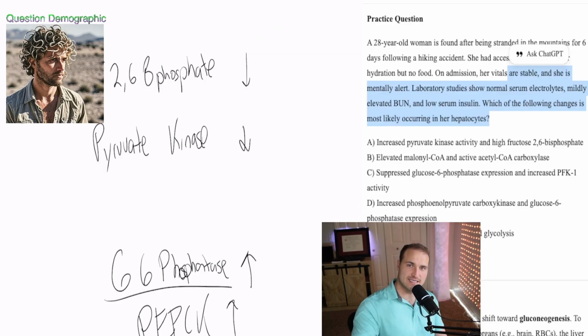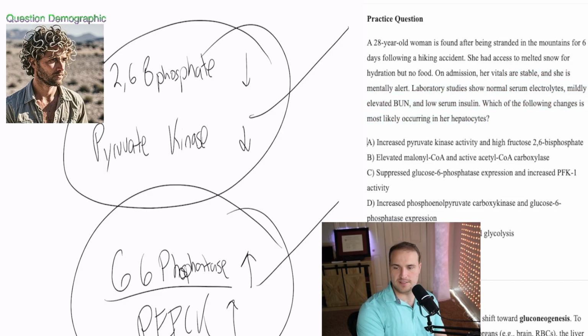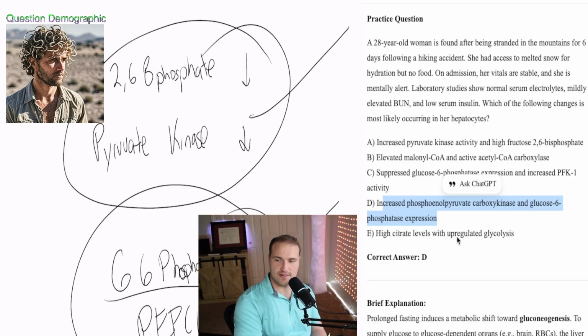So in prolonged fasting, the liver shifts toward glucose production and export, not utilization. And so the key aspect of this topic is knowing that PEPCK and glucose 6-phosphatase are upregulated, and glycolysis enzymes like pyruvate kinase and PFK1, through fructose 2,6-bisphosphate, are going to be downregulated. So downregulated, upregulated, glycolysis, gluconeogenesis. And so our answer is increased phosphoenolpyruvate, PEPCK, and glucose 6-phosphatase. There we go. The answer is D.